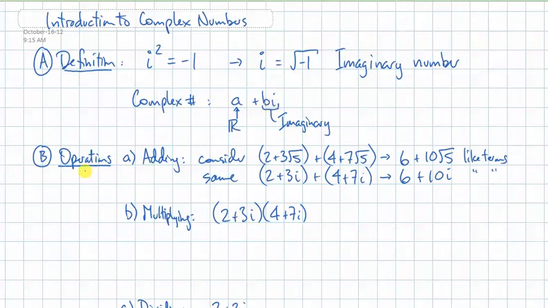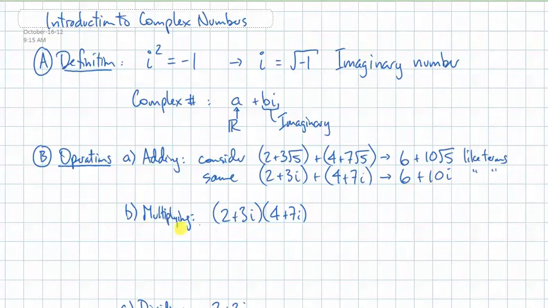Now, a bit about operations with these types of numbers. To add them, first of all, consider what I do with radicals. If I had the sum of these two sets of radicals, I would combine the real parts to make 6, and I would add the radical parts to make 10 root 5, because they are like terms. Well, it's just the same with complex numbers. If I had 2 plus 3i and 4 plus 7i, the 2 and the 4 combine as real parts to make 6, while the 3 and 7 combine to make 10i, the imaginary part, because again, they are like each other. Real parts are like, imaginary parts are like.